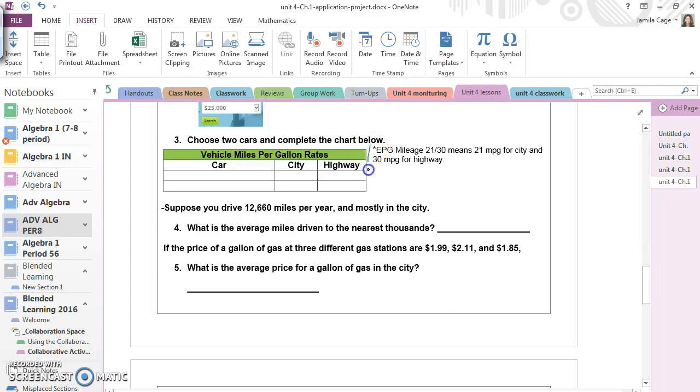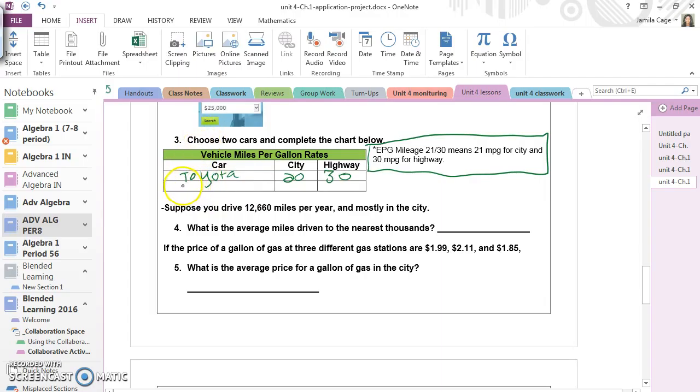I want you to pay attention when you're looking at your cars for the EPG mileage. It will say EPG mileage, and it will have something like 21/30. This means 21 miles per gallon for city and 30 miles per gallon for highway. Once you choose your 2 cars, you need to fill in the chart to the side. So you will tell me what type of car. Is it a Toyota? If it's a Toyota, or you can just say a small car, you can tell me for city if it gets 20 and highway it gets 30. I hope I spelled Toyota right.